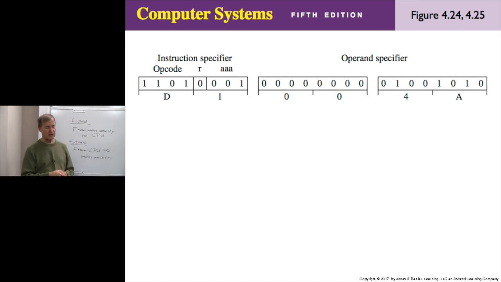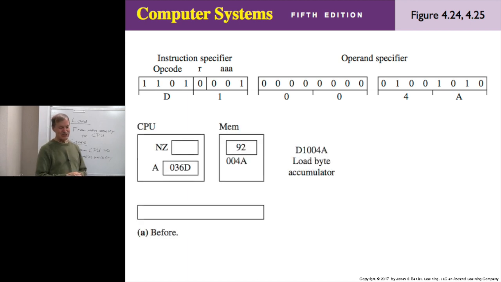Okay, so here's an example of the load byte instruction. Now what is the register R field? 0, which indicates what register in the CPU? The accumulator. All right, so here's our before picture. Now, I'm not showing in main memory in part A the byte that is next to the 92, which would be at address 004B.